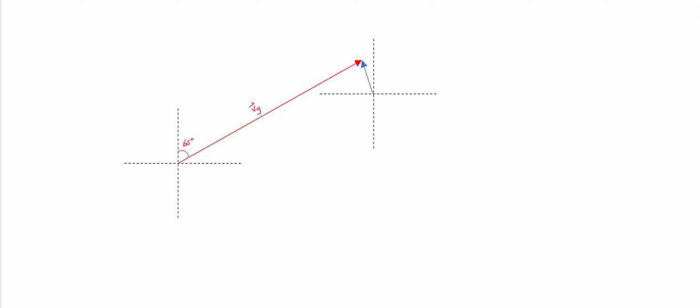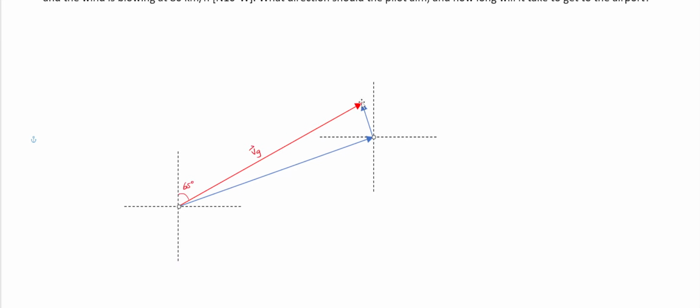I know that the plane is going to have to aim in this direction, get pushed up by the wind, and end up over here, right? This is where the airport is, right here. So let's label this. This right here is the airspeed of the plane. This is the wind's velocity. I know that this is 10 degrees.